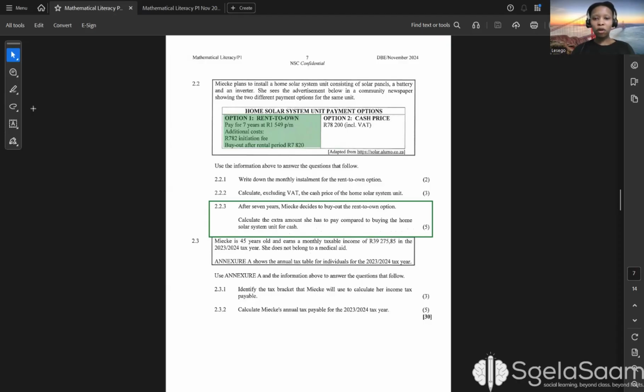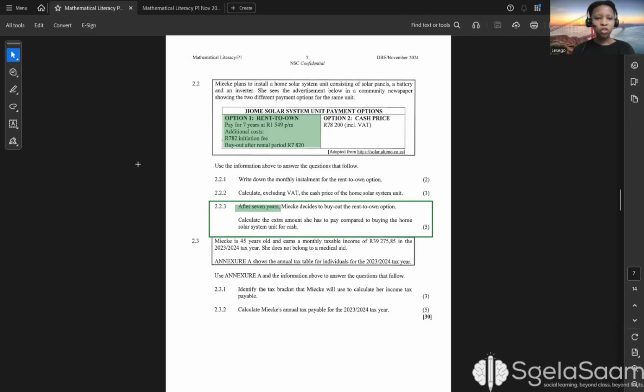Okay, so we have to compare, right? We know that buying for cash is 78,200. So we need to compare whether it will be more or less. Considering the fact that after 7 years, Mika decides to buy out the rent to own, meaning he doesn't use this option anymore. He wants to be excluded from the option. So the buyout after rental period is 7,820.